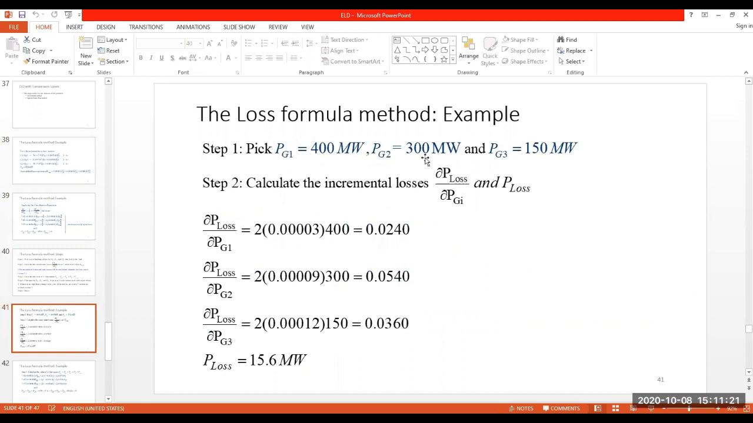So these are chosen arbitrarily because we have not considered any limits on the generations. So you simply choose 400, 300, 150.